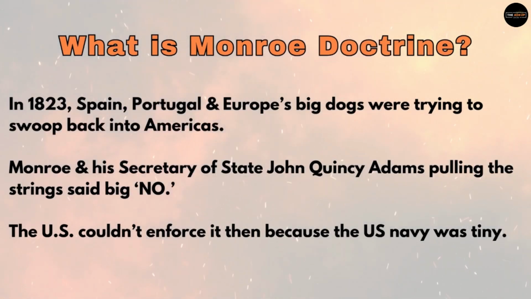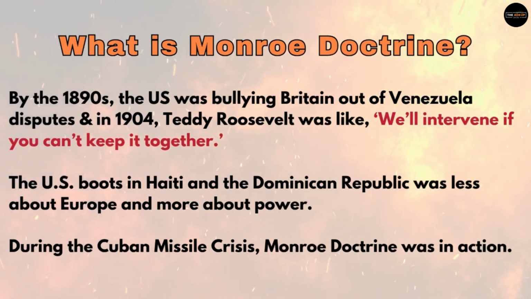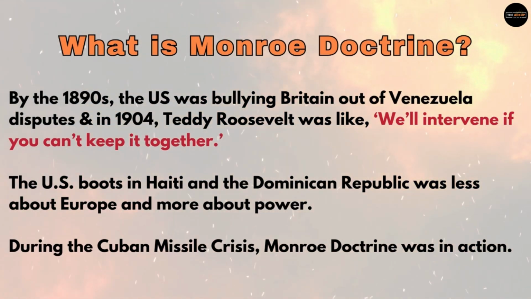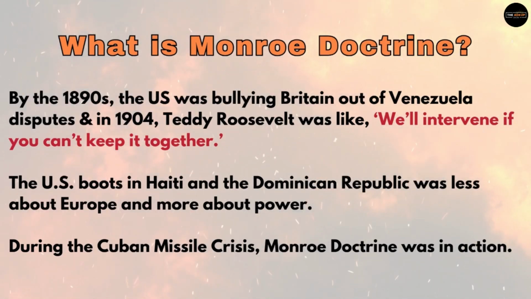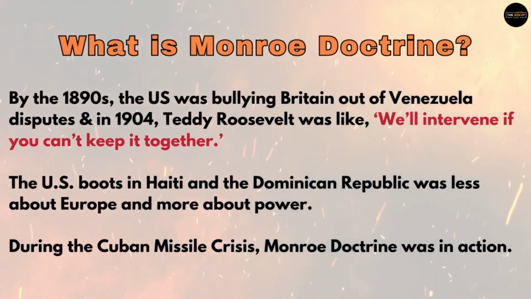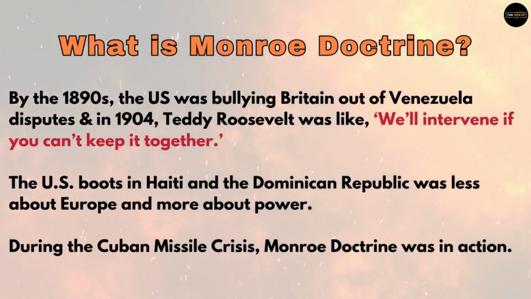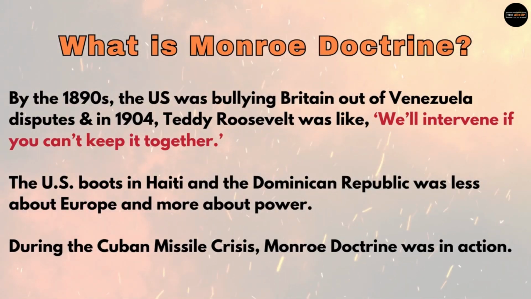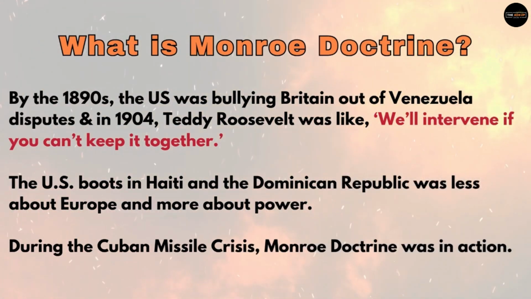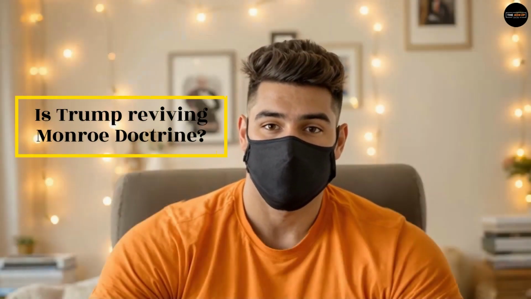Fast forward and it got teeth. By the 1890s, the US was bullying Britain out of Venezuela disputes. And in 1904, Teddy Roosevelt was like, we will intervene if you can't keep it together. The US boots in Haiti and the Dominican Republic were less about Europe and more about power. During the Cuban Missile Crisis, the Monroe Doctrine was all over it. The point was to keep outsiders out and the US on top. So the question is, is Trump reviving this old school playbook?